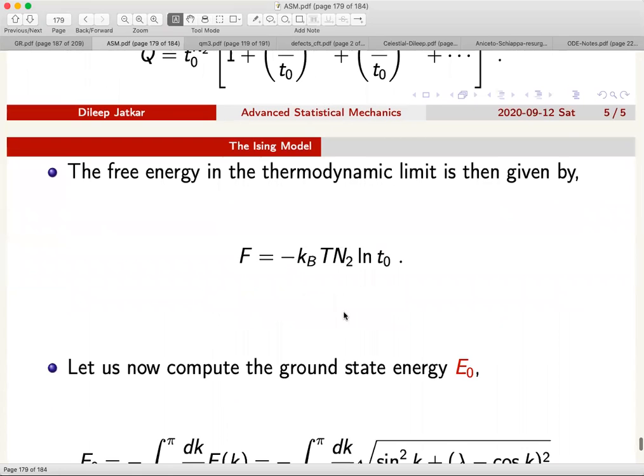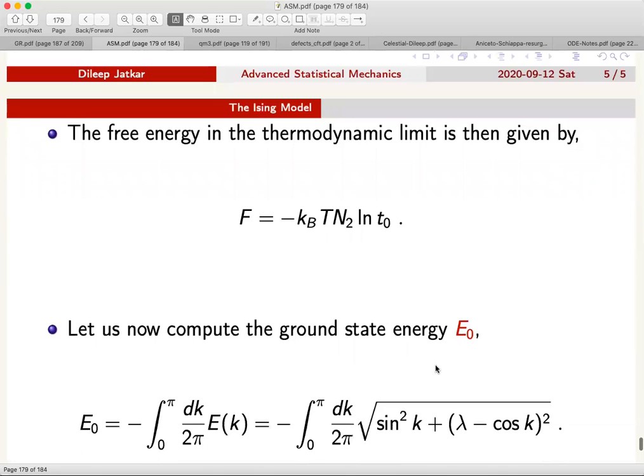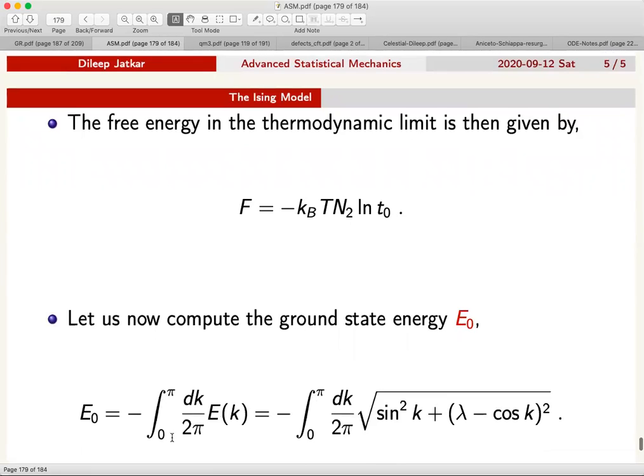Fine. So what we want to do is to compute the ground state energy of the system, and as I said, that involves the integral over k going from 0 to pi. For arbitrary k, the energy was written as E_k equal to the square root of sine squared k plus (lambda minus cos k) whole squared.